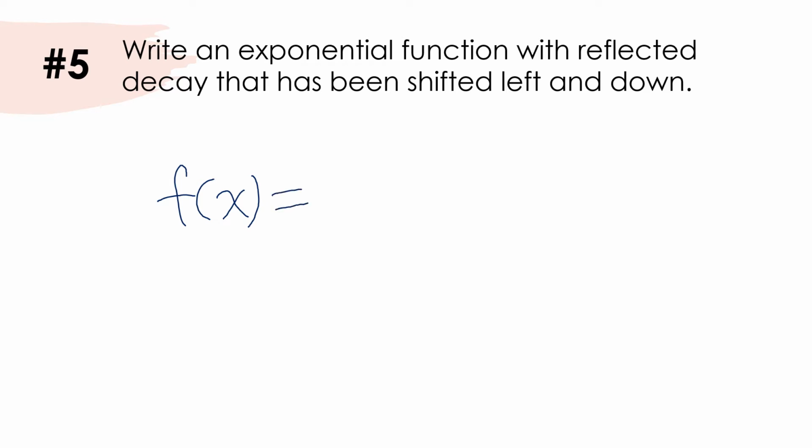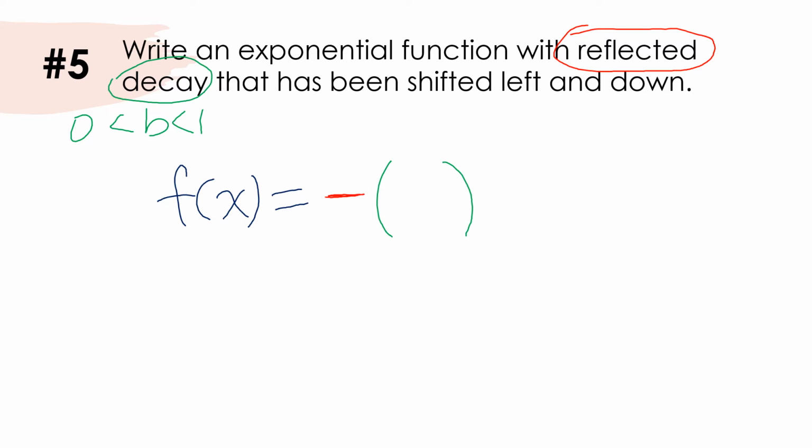The fact that it says it has been reflected means that your a value is negative. So we're going to do a -1, which is just, you won't see the ones. It'll look just like a negative. For decay, decay means your base is between 0 and 1. So you can pick any number, fraction or decimal, between 0 and 1. I'm just going to do 1/2. But you could do 1/3, 1/4, 2/5, 0.75, any number between 0 and 1 to the x. So right now we have reflected decay.